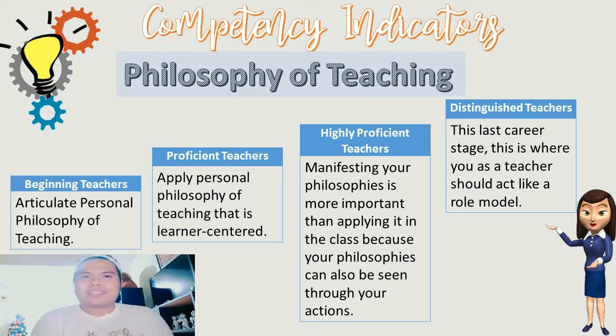7.1.3, which is manifesting your philosophies. It is more important than applying it in the class, because your philosophies can also be seen through your actions. The last one is 7.1.4, which is a model. Being a model is very important for the reason that you are a figure to follow, or that you can also influence others to find their own professional philosophies of learning.